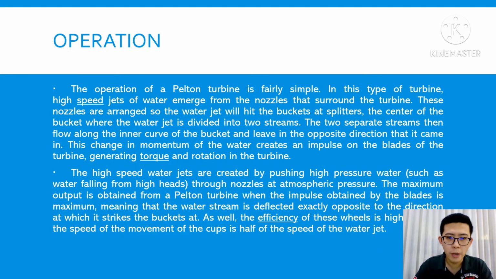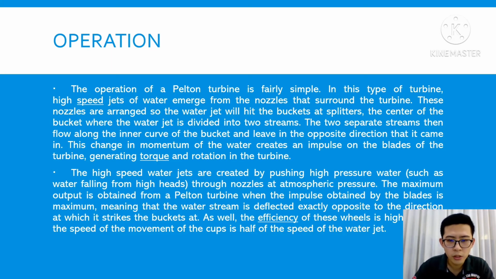The operation of a Pelton turbine is very simple. In this type of turbine, high-speed jets of water emerge from the nozzles that surround the turbine. These nozzles are arranged so that the water jet will hit the buckets at the splitter, the center of the buckets, where the water jet is divided into two streams. The two separated streams then flow along the inner curve of the buckets and leave in the opposite direction to that in which they came in. This change in momentum of the water creates an impulse on the blades of the turbine, generating torque and rotation in the turbine.